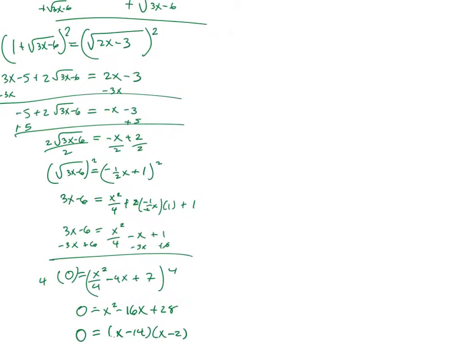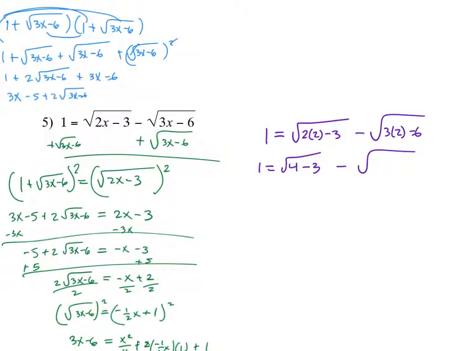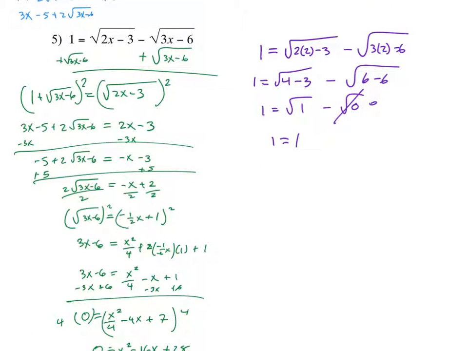Now let's check. Right, first the standard solution. So 1 equals the square root of 2 minus 3 minus the square root of 3 minus 6. Let's start with the 2. So 1 equals the square root of 4 minus 3 minus the square root of 6 minus 6. So 1 equals the square root of 1 minus the square root of 0. This is 0, so 1 equals 1. Right?